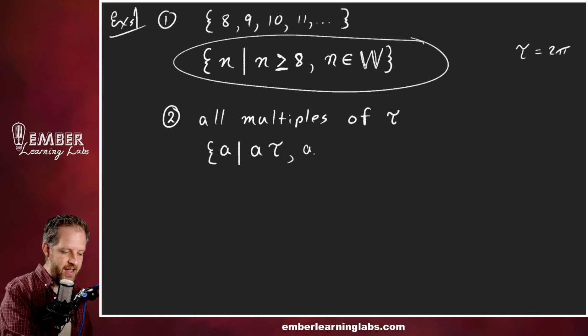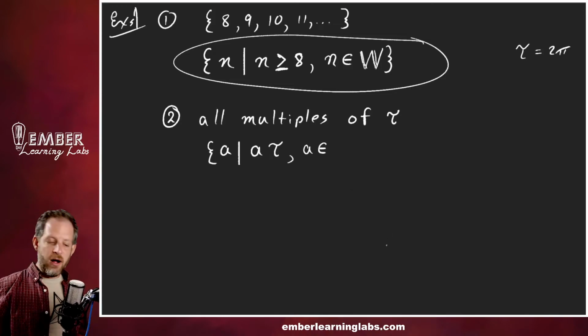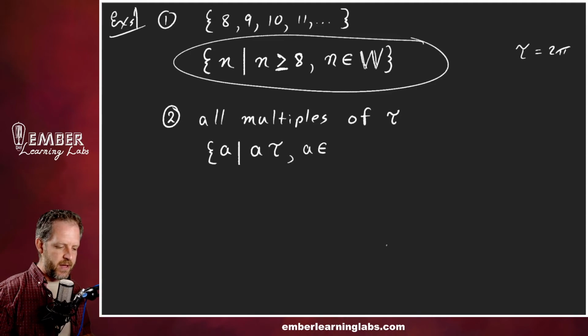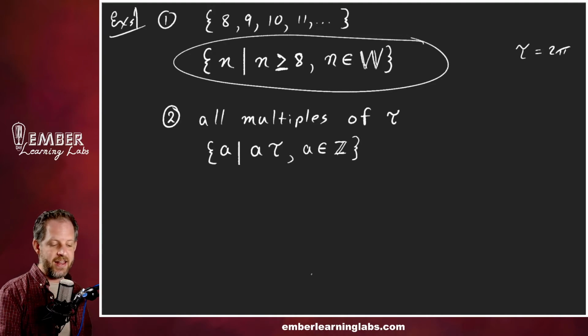We say that A is a member of. Now, this time, if we want multiples here, we don't want fractions, right? We don't want it to end up being fractions. So we're going to say A is a member of the integers. This time, it can't be any of these same-sized sets. It has to be integers because we have to get negatives in there. Okay, so that's set builder notation.